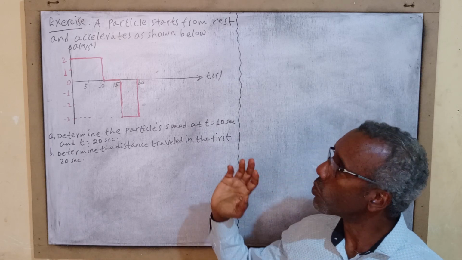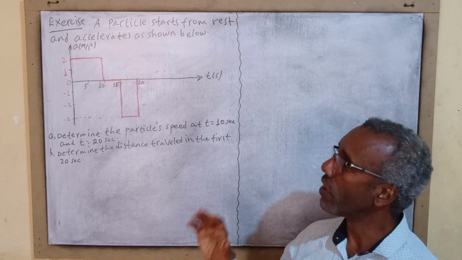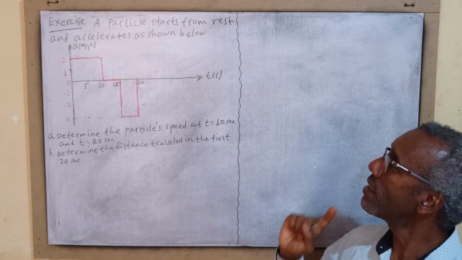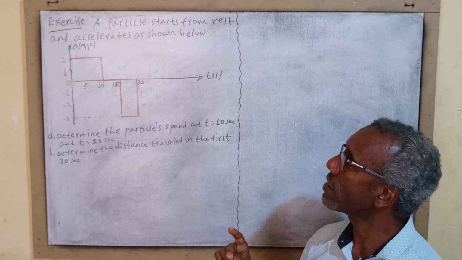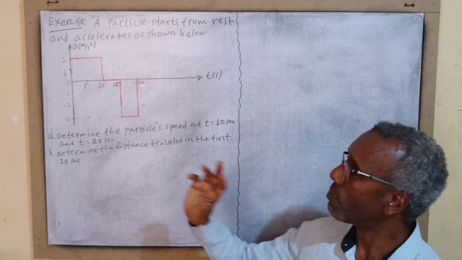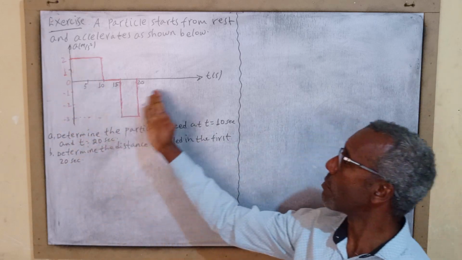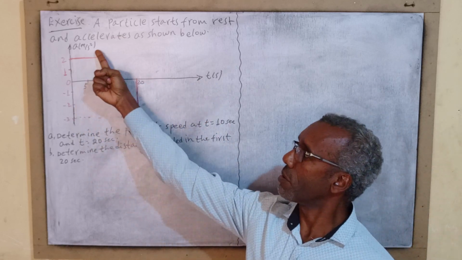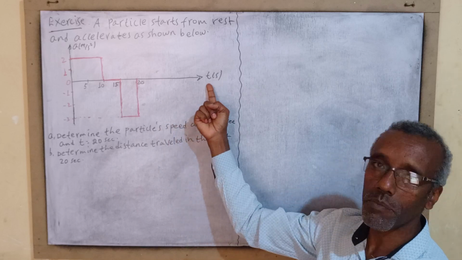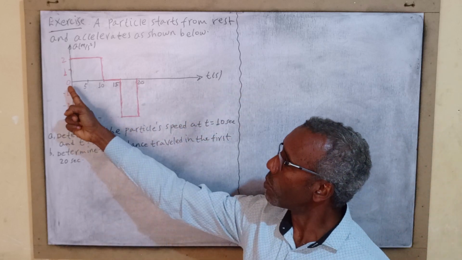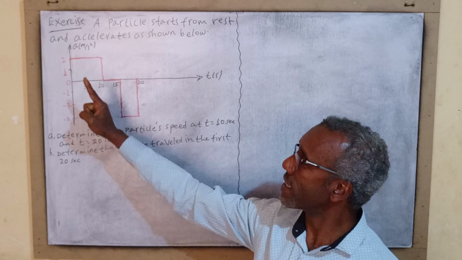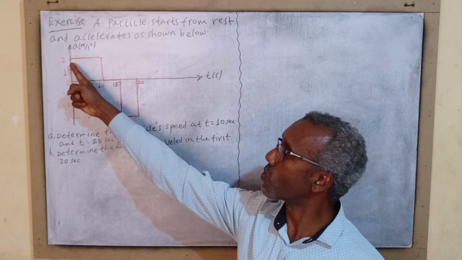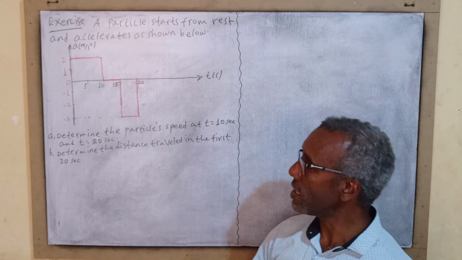Specifically, today I'm going to do this exercise. The exercise says a particle starts from rest and accelerates as shown below. The particle's acceleration versus time graph curve is given like this: acceleration in meters per second square and time in second. Between t is equal to 0 and t is equal to 10 seconds, the particle has a constant acceleration of 2 meters per second square.